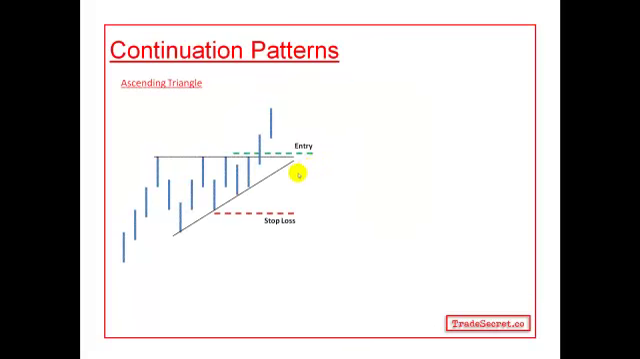Continuation patterns continued. So the ascending triangle, it's a bit like a channel, only this time we've got a clear resistance level formed, but we've got a series of higher lows, and that is really creating some pressure. It's a bit like a tube of toothpaste, and eventually it squeezes up long, so in an uptrend.